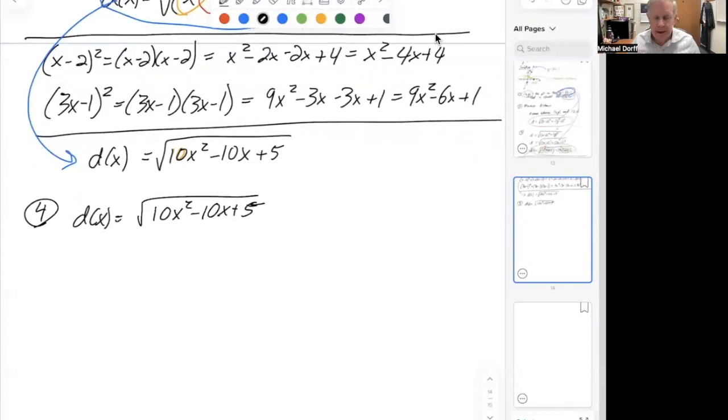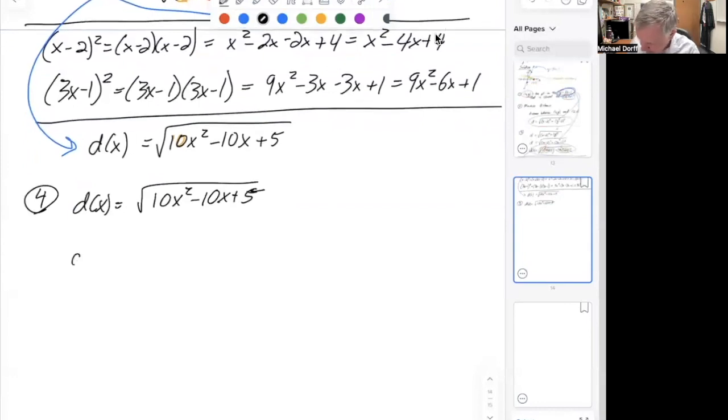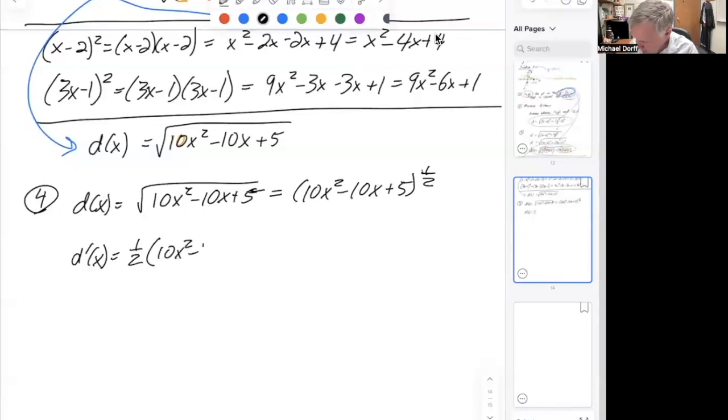All right, we're going to take the derivative of that. Now I'm going to stop for a second, and I want to show you something. Let's take the derivative of this. I'm going to write this as 10x squared minus 10x plus 5 to the 1/2 power. If I take the derivative of that by the chain rule, I bring the 1/2 out front, write down what I have inside the parentheses, reduce the exponent by 1, so I get negative 1/2, and then I take the derivative of what's inside the parentheses. That's the chain rule here.